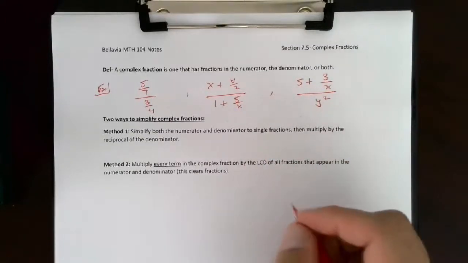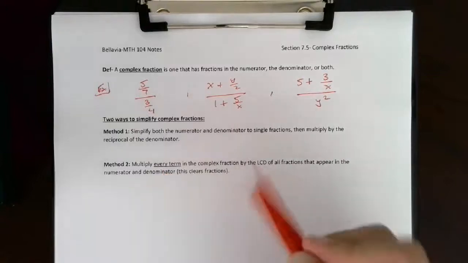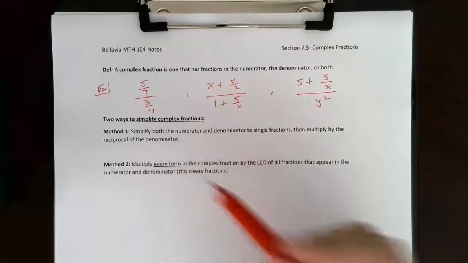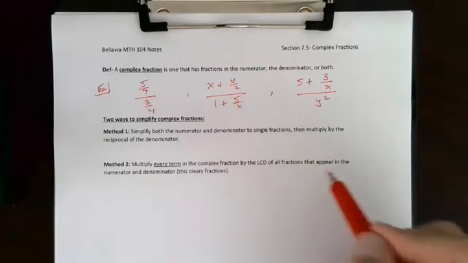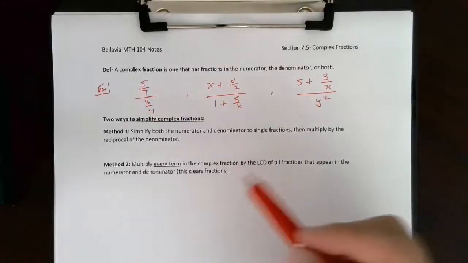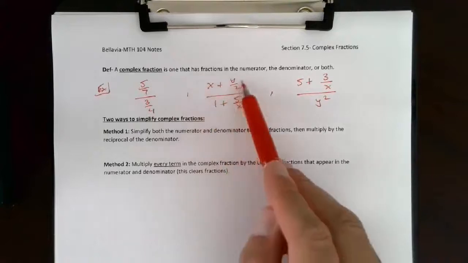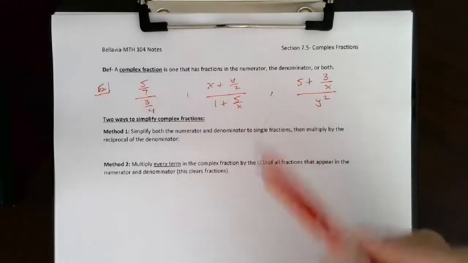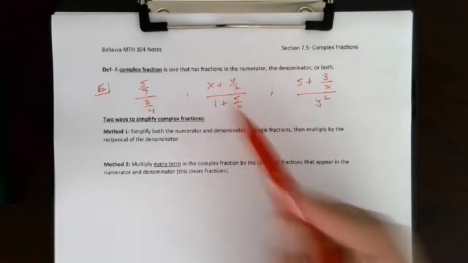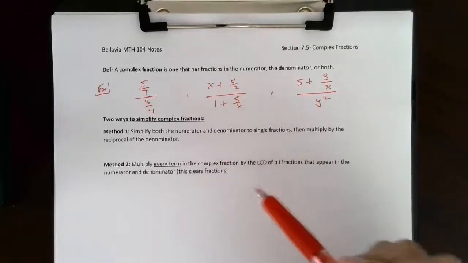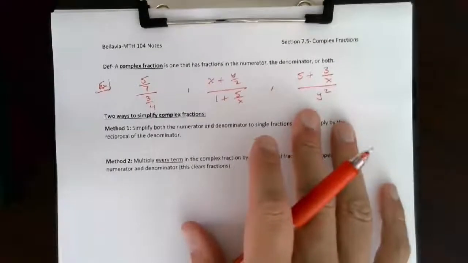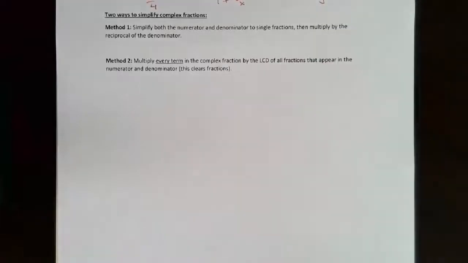So it's really, you get single fractions in the numerator and denominator, and then you multiply by the reciprocal. The second method is to multiply every term in the entire complex fraction by the LCD of all fractions that appear in the numerator and denominator. So I would find the LCD for this whole thing and then multiply the LCD to every single term in here. What that does is it clears fractions because the LCD will divide evenly with all those denominators and you'll just get a single fraction. So we're going to go through and do a few examples now showing how these methods work.